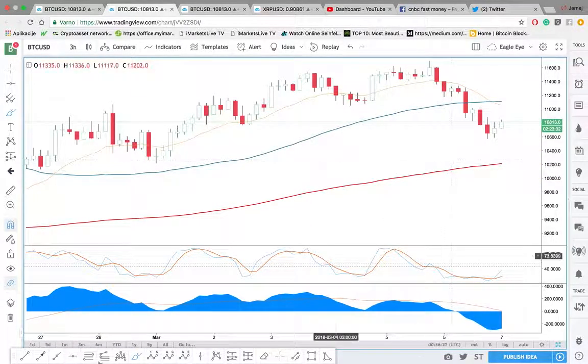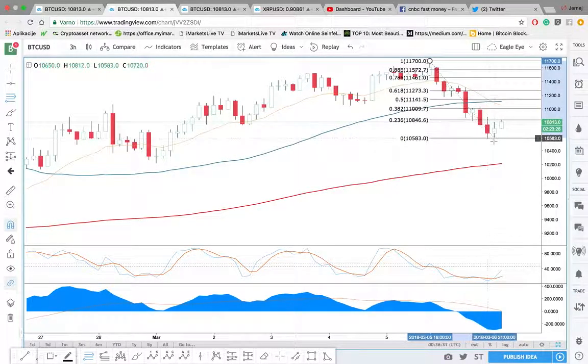The way I see it is that what might happen is this: we might come to this 618 and then start going down again. So basically, I think these are the two most likely scenarios. This is the bearish scenario, although first going up and then down.